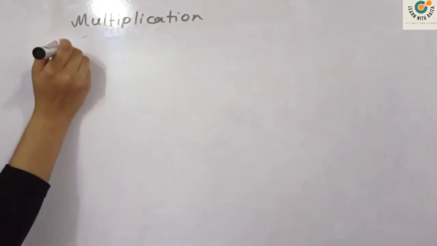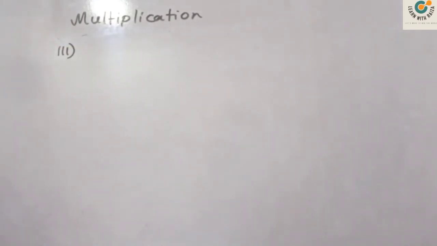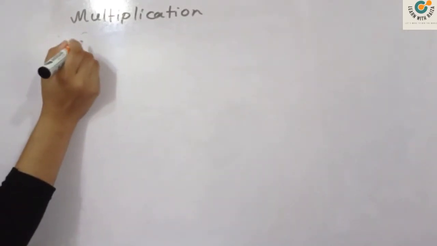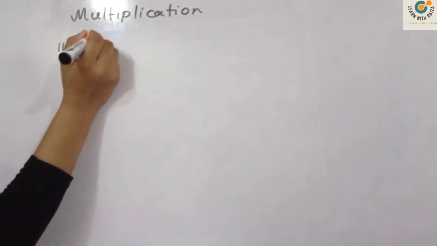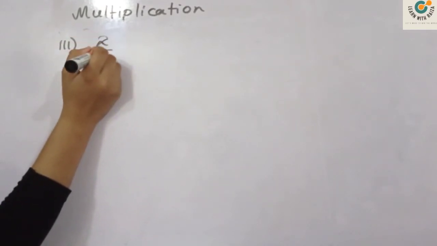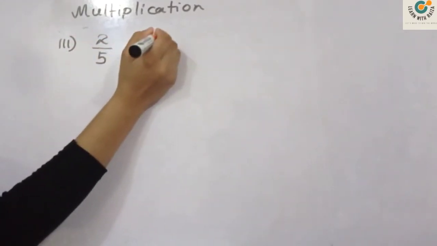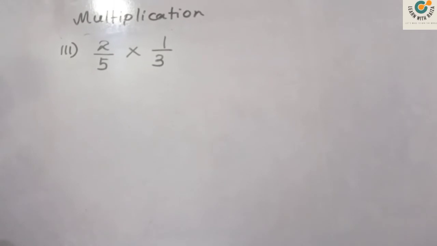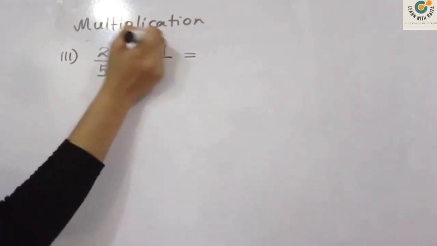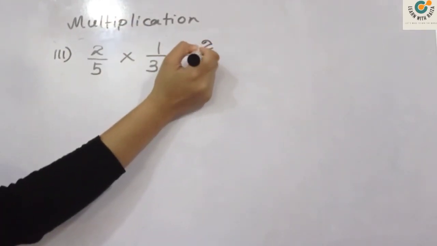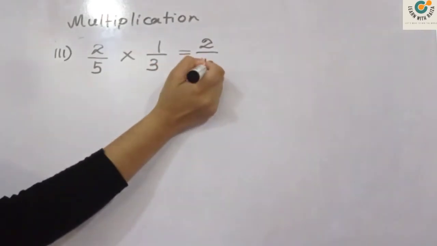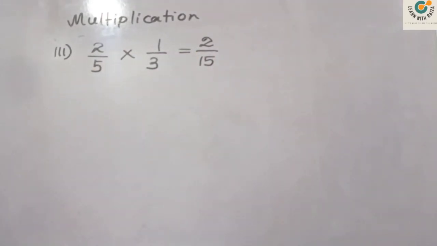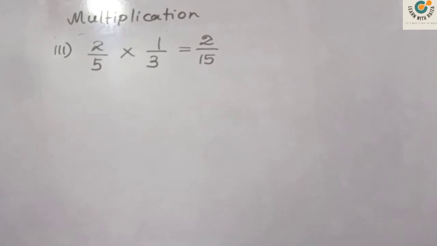Third example, multiplying a given fraction by another fraction. For example, let's say 2 over 5. This is not like addition and subtraction. You don't have to worry about the denominators. Directly you can multiply the numerator by numerator, you are getting 2. Denominator by denominator, you are getting 15. So multiplying a fraction by a fraction is easy.